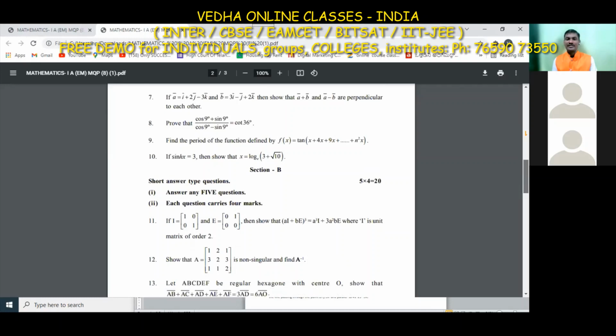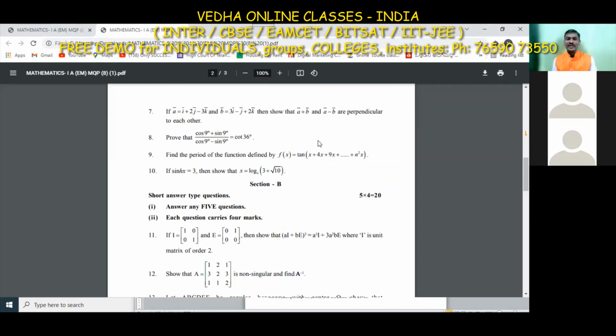After that, if we go to the next page, the question is: vector A is given, vector B is given. Show that A plus B and A minus B are perpendicular to each other. This is the question from the product of vectors. From the product of vectors chapter we are going to get the question. These are VSQ, very short answer type questions.